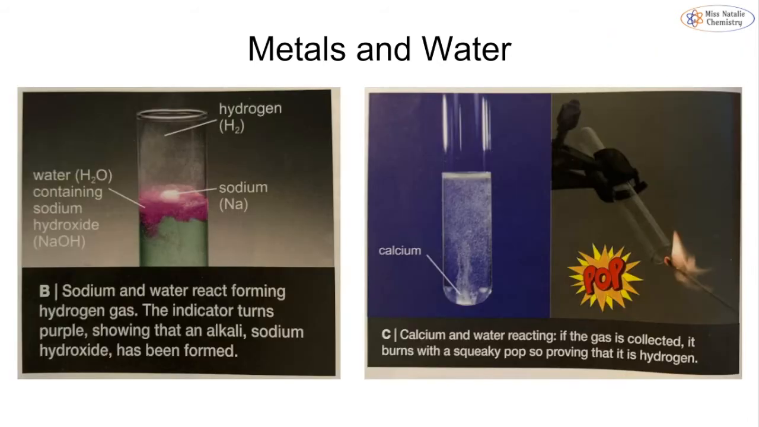So this is just some pictures to show what happens. If I have sodium reacting with the water, you can see that I have my indicator here, and the indicator has turned purple. And this tells me that I have my alkali, which we've already said. And I'm going to make my hydrogen gas as my other product. If I do it with calcium, you can see that this time I have the bubbles telling me that I have a gas, and we've collected the gas, and the fact that it burns with a squeaky pop proves that it is hydrogen.